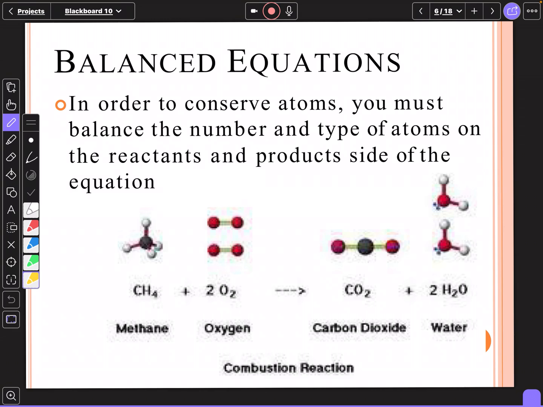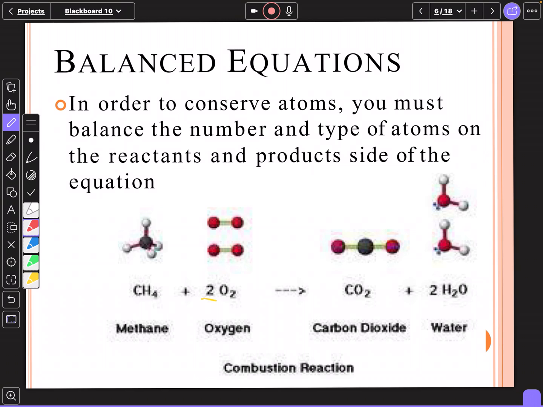So if you notice in this reaction, CH4 plus, it's got a number here, 2O2. It should be balanced. What you could do is look at these molecules, you could draw them if you needed to help you balance them, but that's really kind of a long way of doing it.